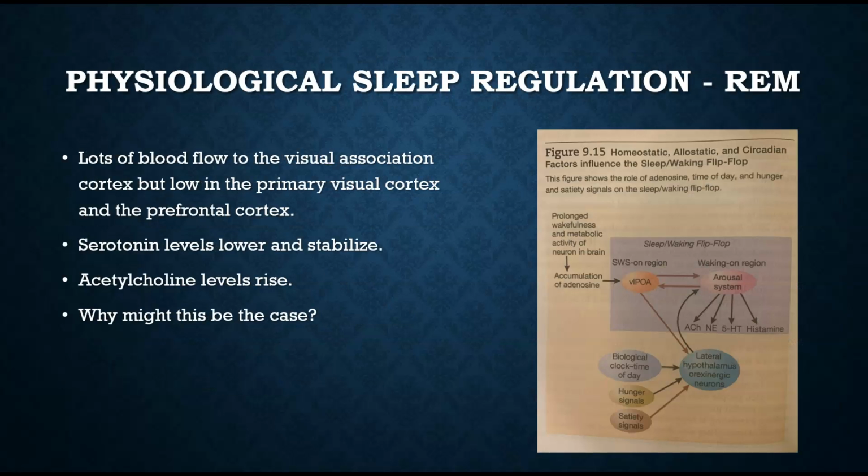But then going from deep sleep into REM, one thing that is really interesting is we see a lot of blood flow to the visual association cortex, but very low levels of blood flow in the primary visual cortex and the prefrontal cortex. And this is very interesting when you consider that REM is the state in which dreams occur. We see that the serotonin levels lower and stabilize as the acetylcholine levels rise.